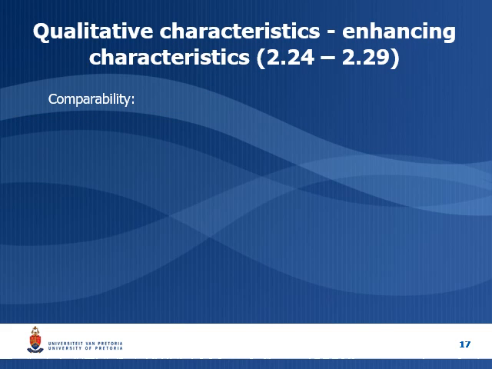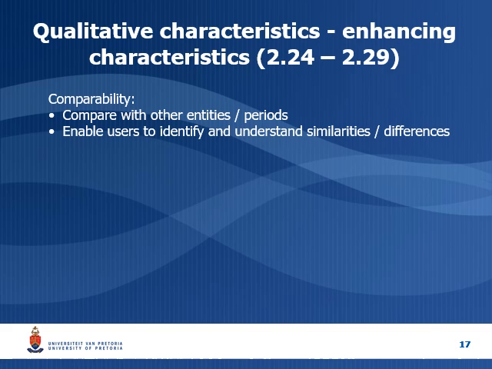Information about a reporting entity is more useful if it can be compared with similar information about other entities and with similar information about the same entity, but for another period. Okay, so comparability entails comparing information of different entities, but also comparing information for different financial years. Now, this comparison will enable users to identify and understand similarities in items, as well as differences among items.